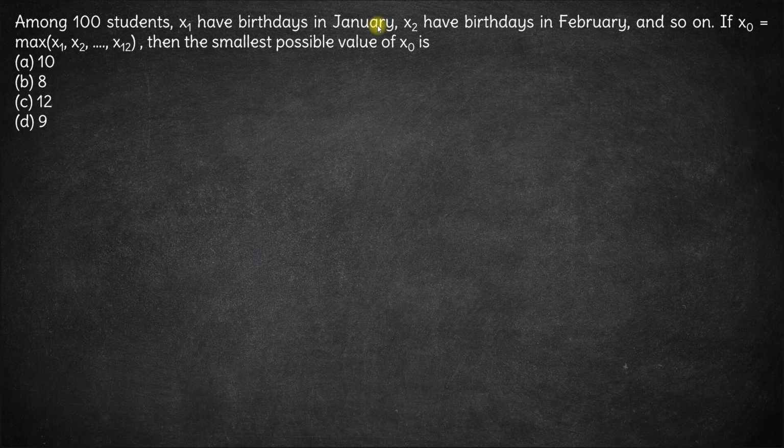Hi. So here we have among 100 students, x1 have birthdays in January, x2 have birthdays in February and so on. And x naught is equal to the max of x1 till x12. Okay, x naught is the maximum of x1, x2, x3 till x11, x12. So we have to figure out the minimum value of x naught, the smallest possible value of x naught. So we basically have to figure out the minimum value of a max function.